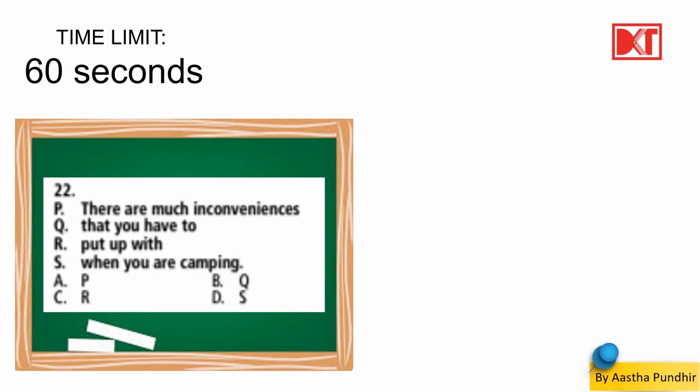Okay, there are much inconveniences that you have to put up with when you are camping. The incorrect portion is A. There are much inconveniences. Not much, it should be many. There are many inconveniences that you have to put up with when you are camping. Right? The answer is A.